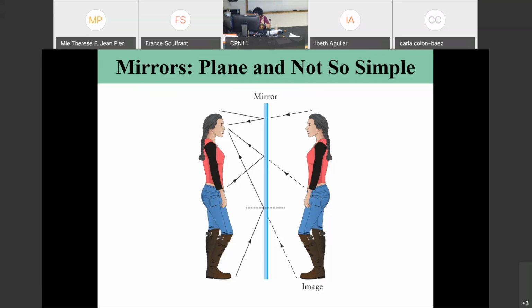The dashed lines that you see there, guys, show you the apparent path taken by the rays when you trace them back to the image. So this line, and this line.